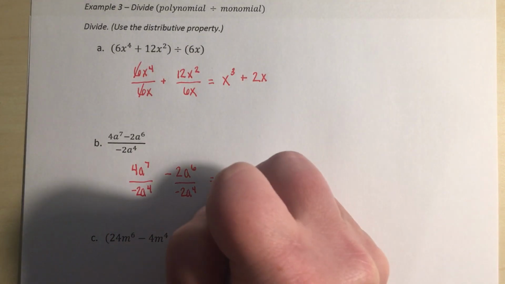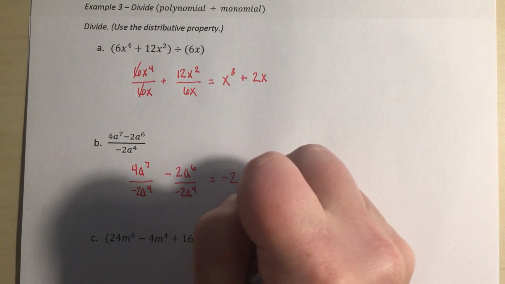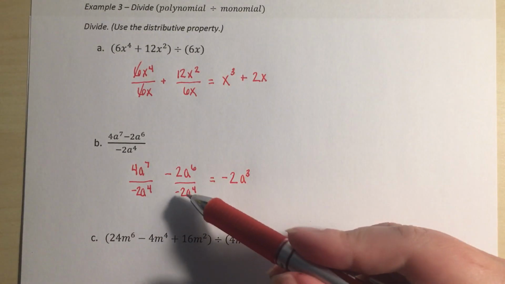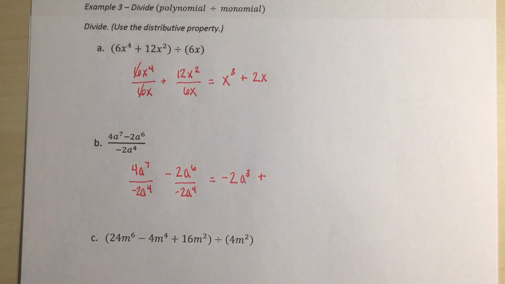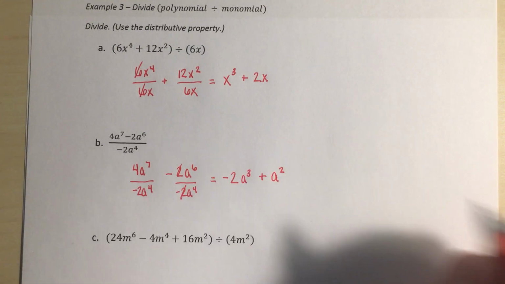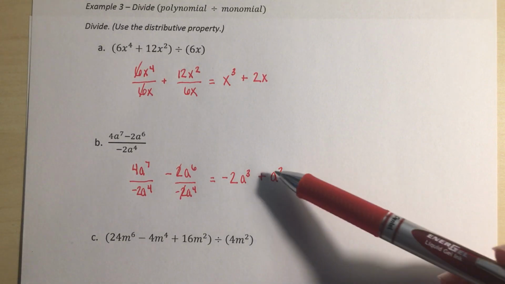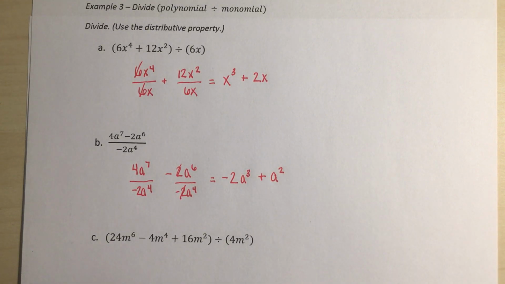Well, 4 divided by negative 2 is going to give us negative 2. 7 minus 4 gives us 3, so we have a cubed. Negative 2 divided by negative 2 is going to turn positive. So we do want to be paying attention to our signs as we're going through. The 2's cancel, and a to the 6th divided by a to the 4th is going to give us an a squared. Again, you could think about that negative 2 divided by negative 2 as a positive 1 and put a 1 as a coefficient out front here. It would still be correct, it's just not necessarily needed.